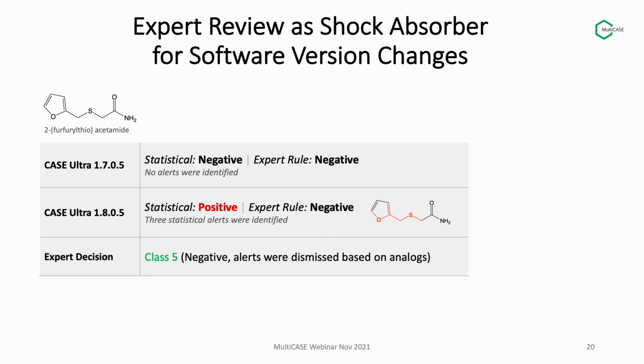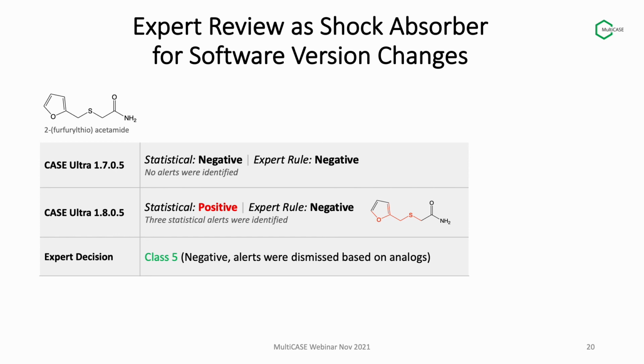Now let's look into the issue of how the expert review process can serve as a shock absorber for different software versions. In this case, I'm showing an example where we have used 2 different versions of Case Ultra: version number 1705, which was, as far as I remember, 2 years ago, and 1805, which is the latest version. As you can see, the statistical system was negative before, and now it is positive after the version change. But the expert rule-based system remained the same, negative in both cases. That's actually what happens the majority of the time. The statistical system is the one which changes from one version to another.